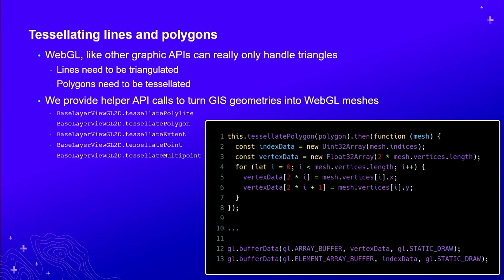This is quite involved in terms of the computation, and there's quite a bit that is required to do. So we provide some helper functions to do that. There is a tessellate polyline, which takes a polyline to generate and then returns a mesh, a polygon, extent, point, and a multi-point.